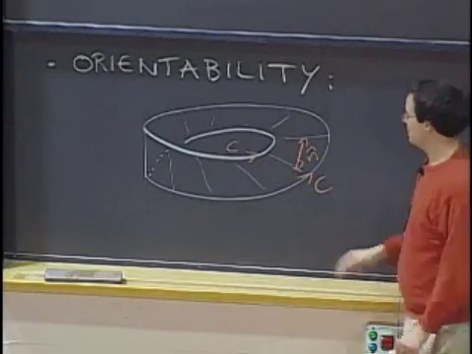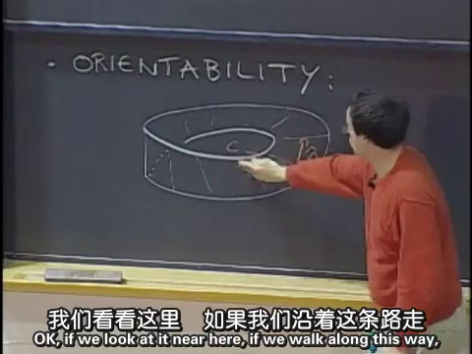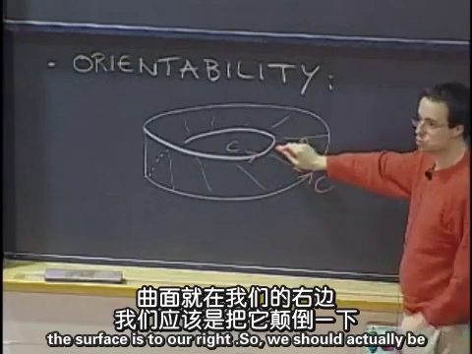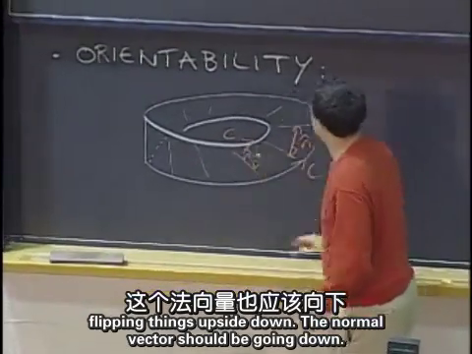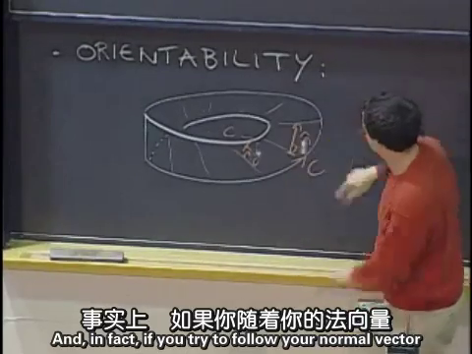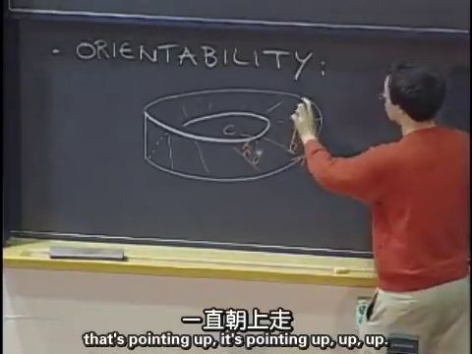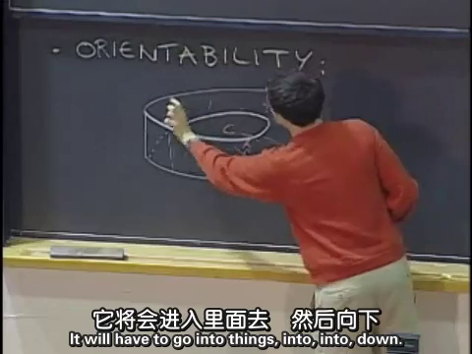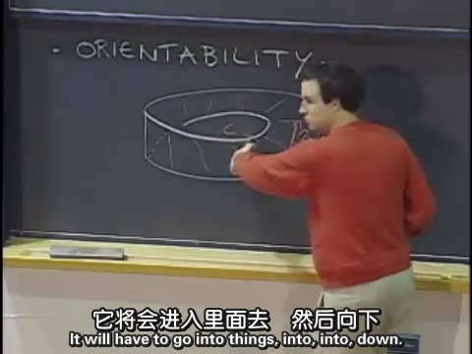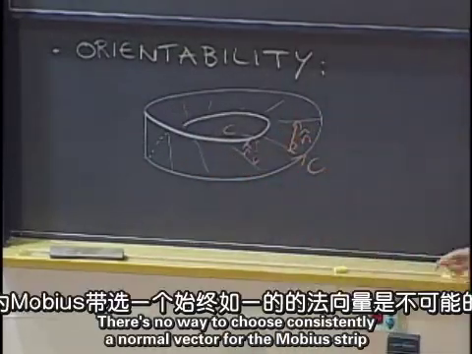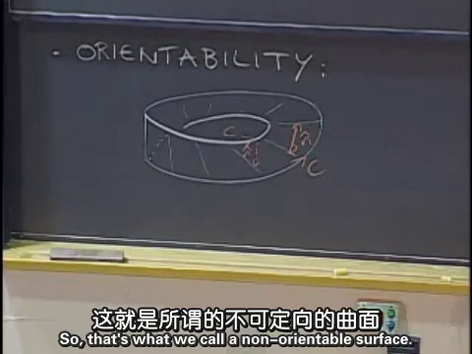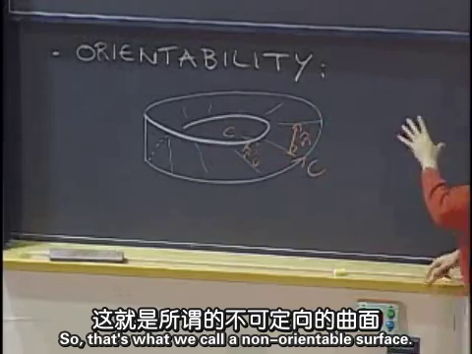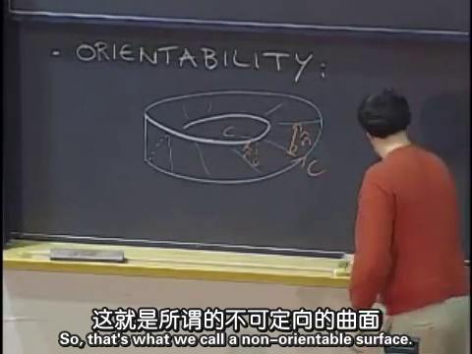Okay? But if we look at it near here, if we walk along this way, the surface is to our right, so we should actually be flipping things upside down. The normal vector should be going down. And in fact, if you try to follow your normal vector that's pointing up, it's pointing up, up, up, it will have to go a bit down. There's no way to choose consistently a normal vector for the Möbius strip. So that's what we call a non-orientable surface.